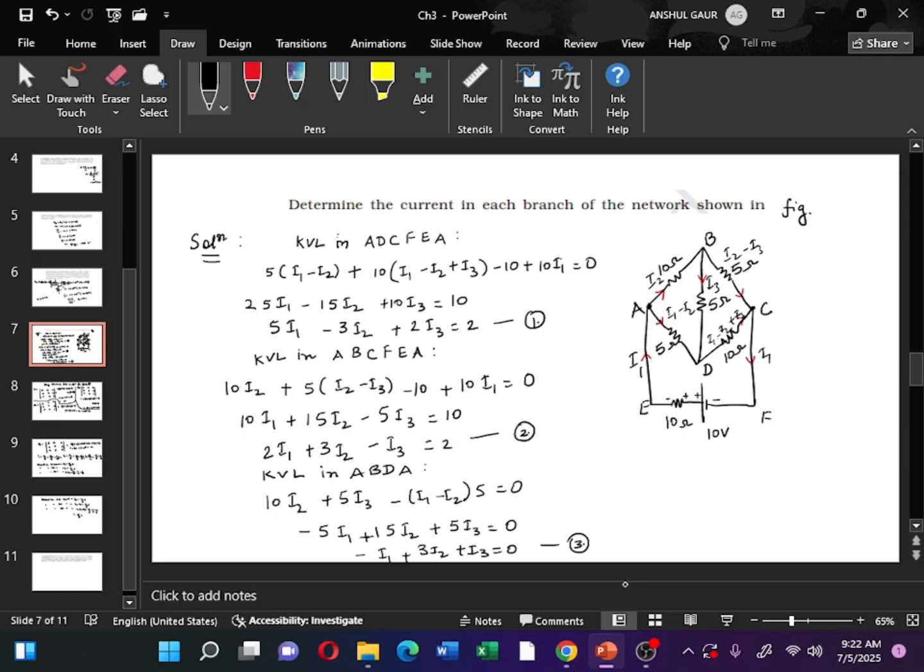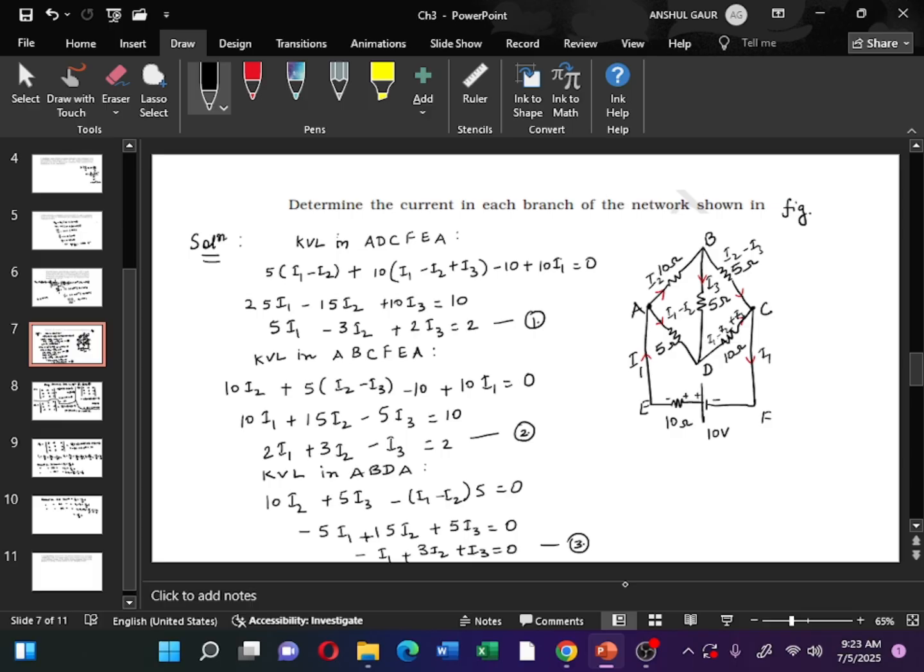Similarly, for the outer loop A, B, C, F, E, A, we write the KVL equation. First of all, for branch AB, the voltage term is 10 I2. Then for branch BC, the voltage term is 5 multiplied by (I2 minus I3). Then the current is entering at the negative terminal of the battery, so minus 10. Then the current is entering the 10 ohm resistor, so 10 I1. This is equal to 0. After simplification, this comes out to be 2 I1 plus 3 I2 minus I3 equal to 2.